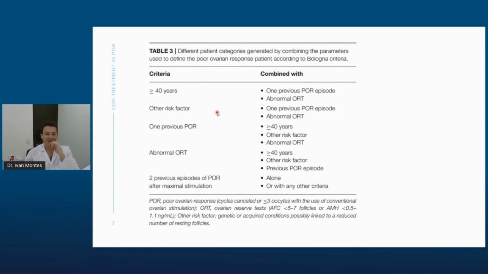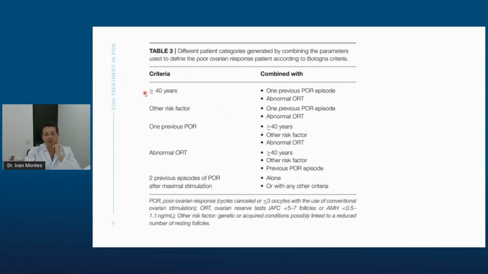So the heterogeneity of the patients is so big that there was another study in 2013 using the Bologna criteria to classify the live birth rate patients in this group. And the thing is that with the same definition of the Bologna criteria, they find 8 different groups of patients.